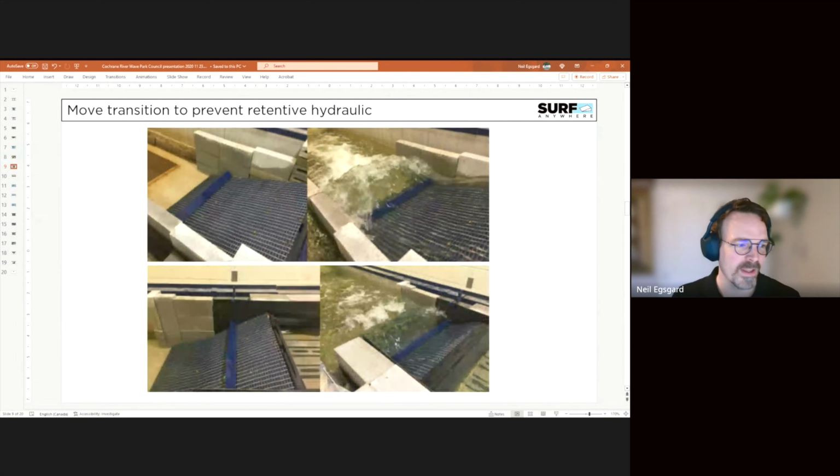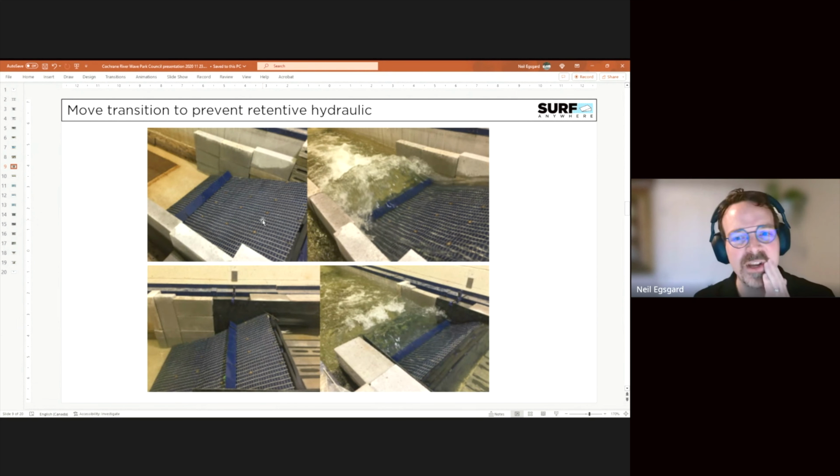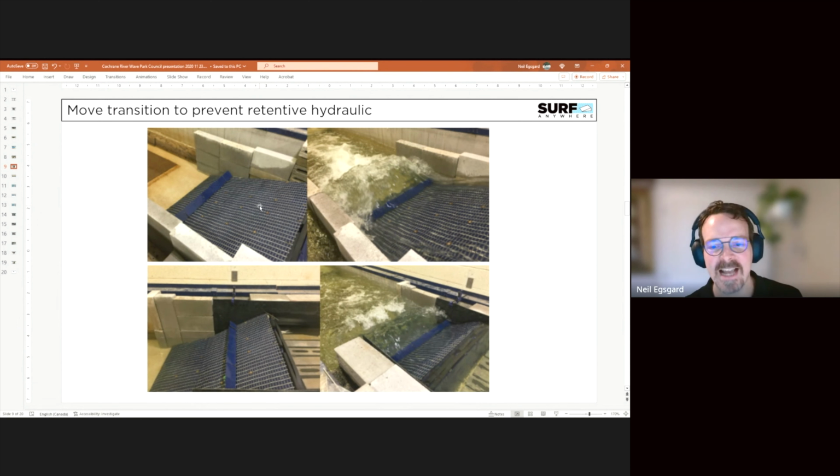The other thing you can do is control the position of the horizontal transition. This is one of the things we looked at quite a bit in the research. The ramp is exactly the same, and the flow conditions are exactly the same. The only thing we did was change the position of the transition from being really low to being really high, and we changed the position of the tailwater.